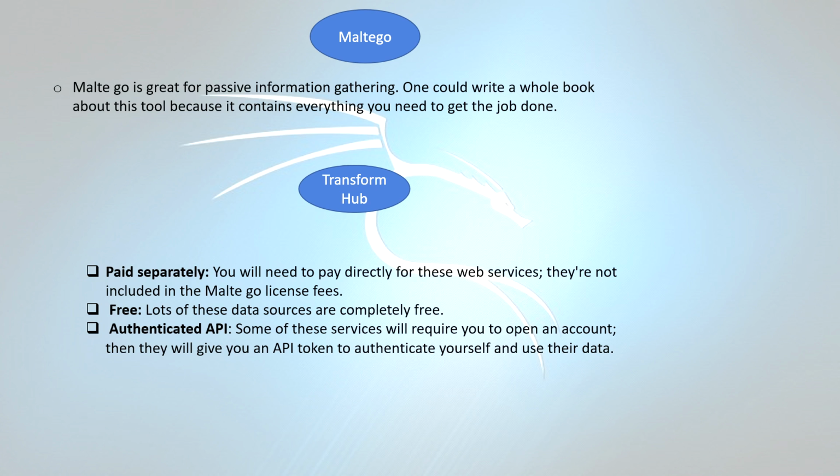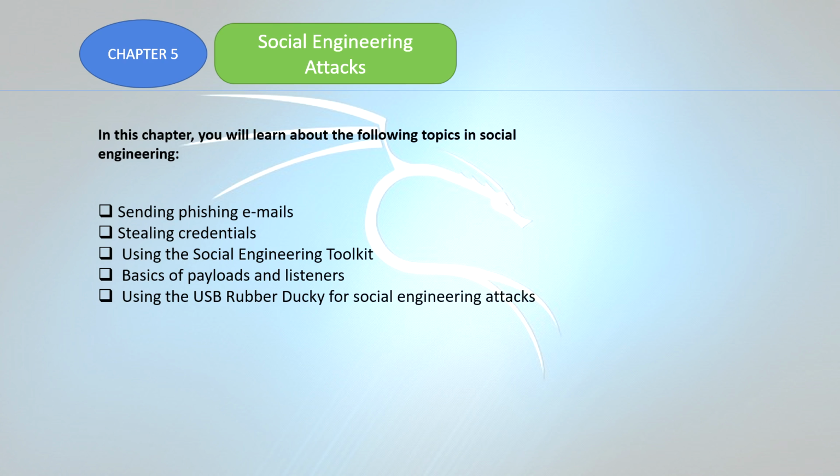The methodology is to get the most effective result from the engine. You will need the notebook and the tools to get the job done. Step 5 is social engineering attack: sending the phishing email, and sending the payload using the USB Rubber Ducky for a social engineering attack.